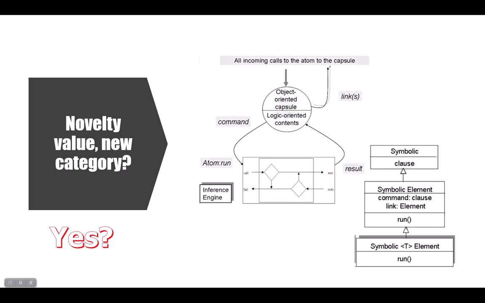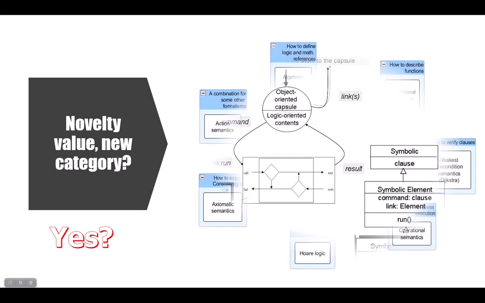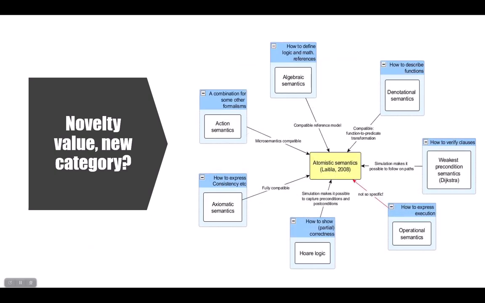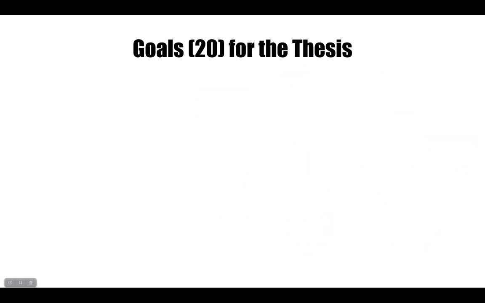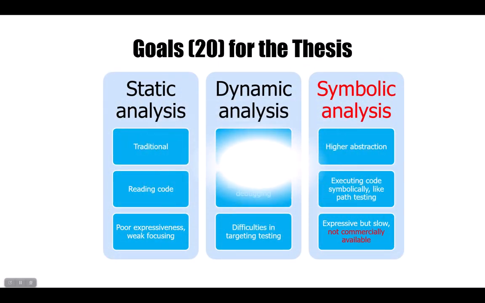This architecture of this work on the software side has object-oriented hierarchies and its own atomistic semantics. It's in the center of other semantics of source code there. There are about 20 different subgoals in this thesis, and it compares symbolic analysis with static and dynamic analysis. All of them have benefits and drawbacks.